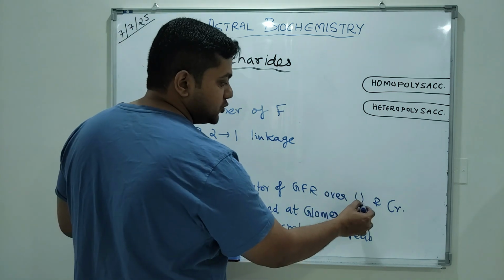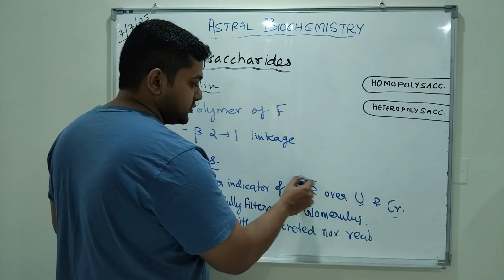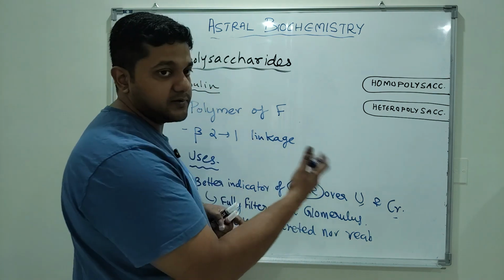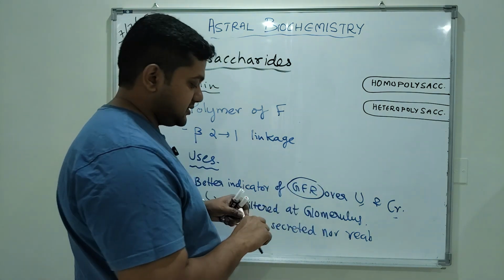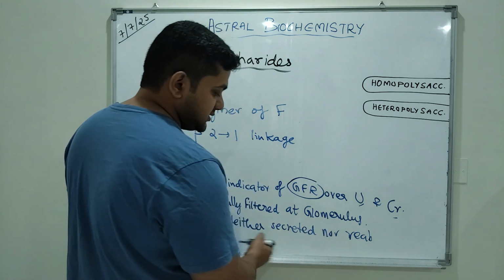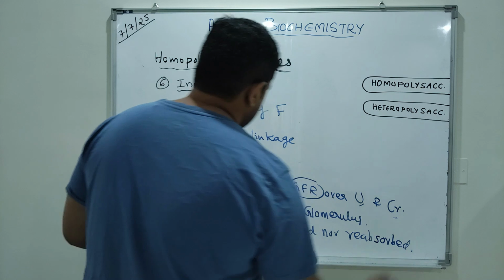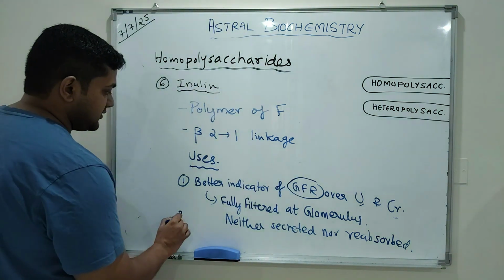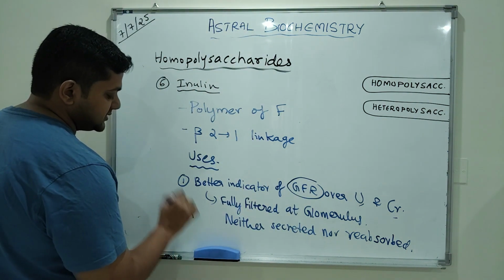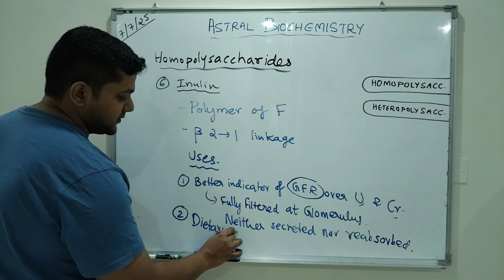So when you compare with urea and creatinine, inulin will be a better indicator of GFR. I am not going into details. These will be covered in renal function test, and might have been covered already for you in the practical. So neither secreted nor reabsorbed. And another feature of inulin is that just like cellulose, this can also act as a dietary fiber.